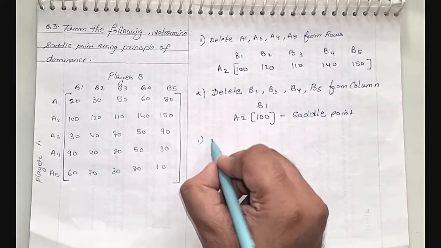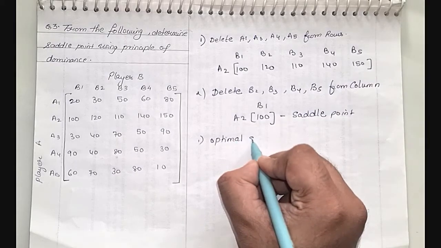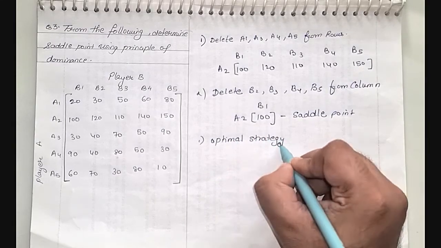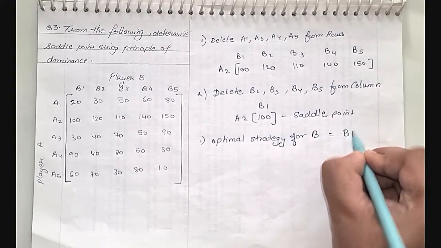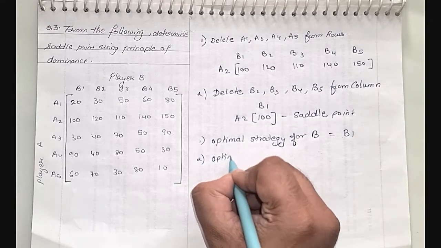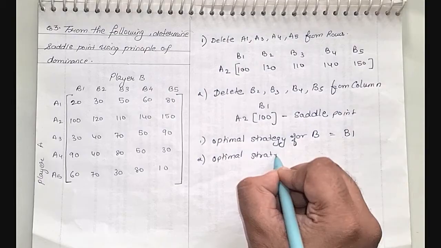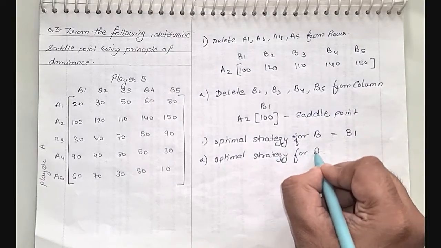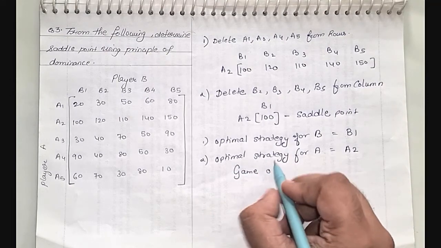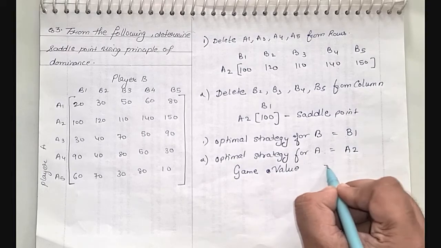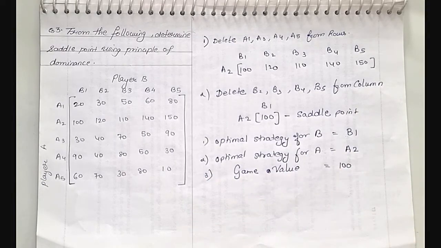So now I can write here, number 1, the optimal strategy for player B is B1, and the optimal strategy for A is A2, and the game value or value of the game is equal to 100. Okay, so this is how you all had to solve the sum based on principle of dominance under the topic theory of games or game theory under the subject OR.